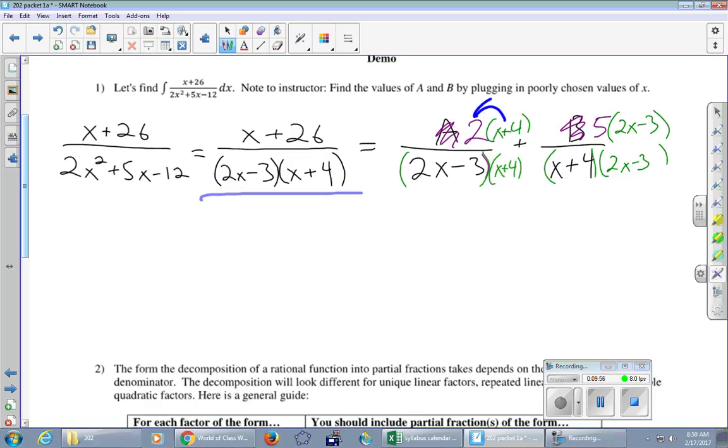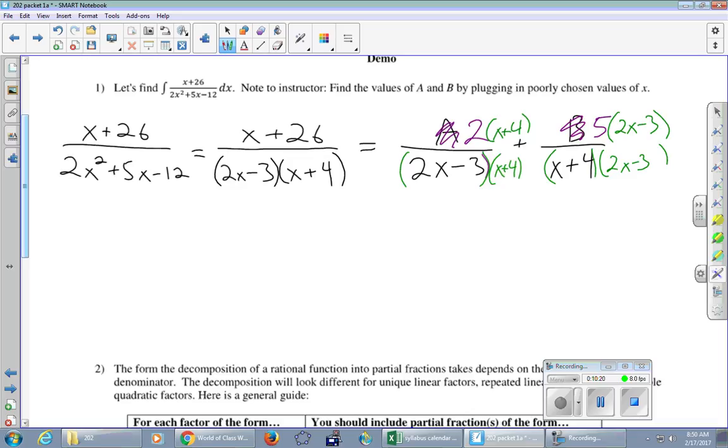Now, if I distribute 2x plus 4 and 5 times 2x minus 3, I'm probably not going to get x plus 26 because I just made up the numbers 2 and 5. But would you believe that maybe there is some choice of those numbers that is going to magically give us x plus 26? Is that reasonable? Well, we'll have to do some algebra to find them, but that's what we're after.